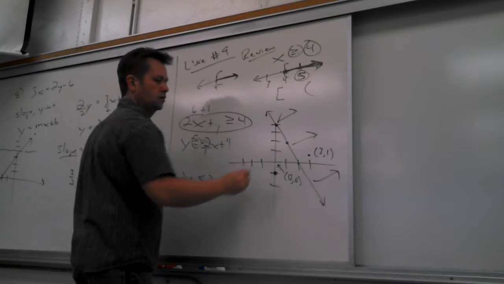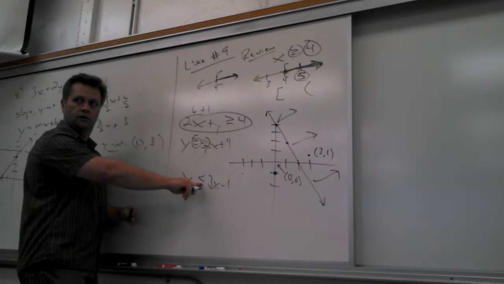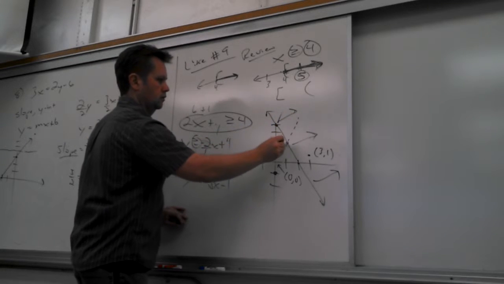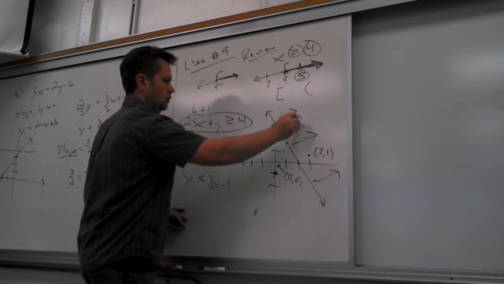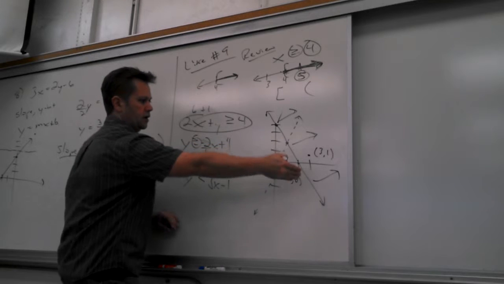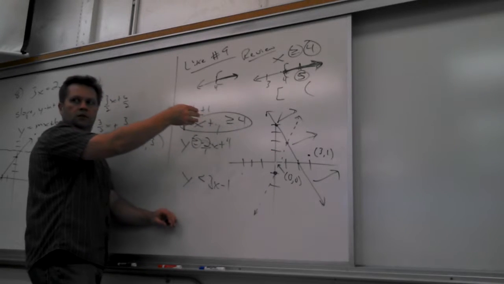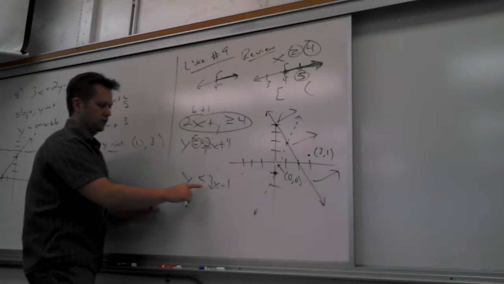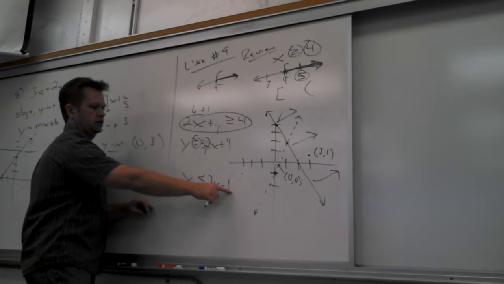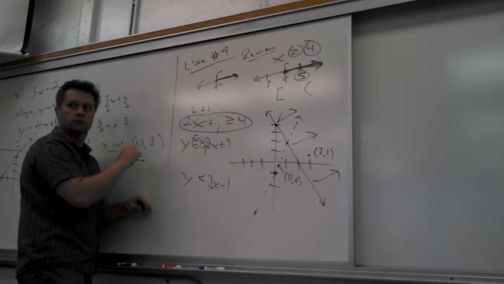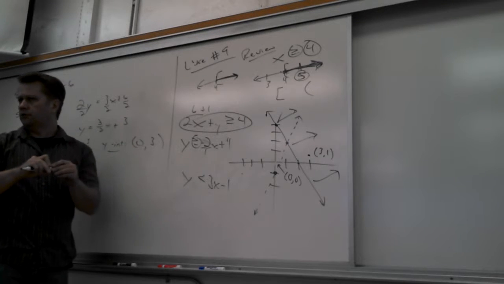What kind of line will it be? It'll be a dotted line. I like it. The 0, 0. So now do you see how it's here? If 0, 0 works, I'm going to shade that way. If it doesn't work, I'm going to shade that way. Does 0, 0 work? Is 0 less than 0 minus 1? Is 0 less than negative 1?